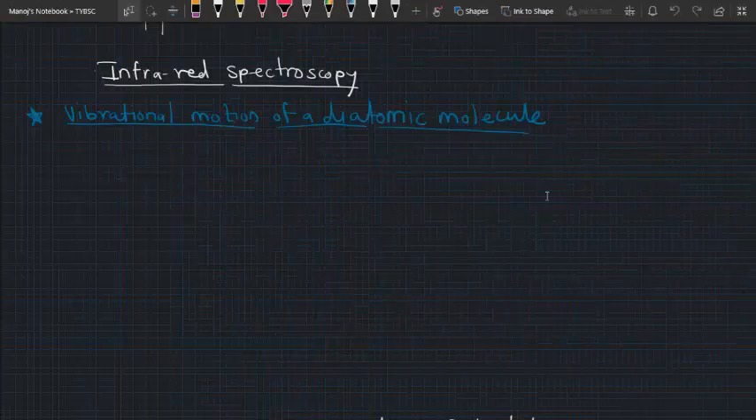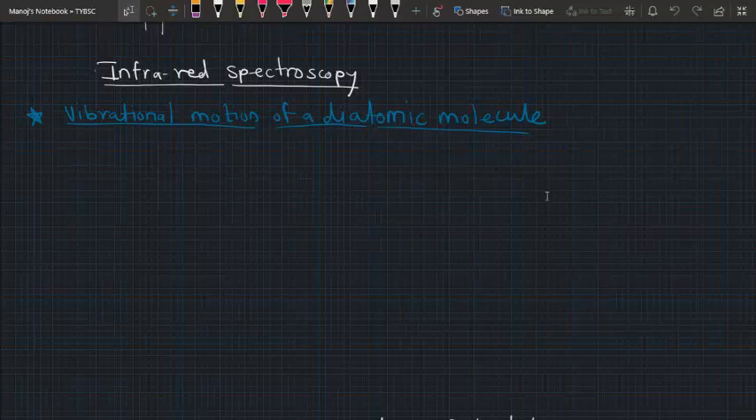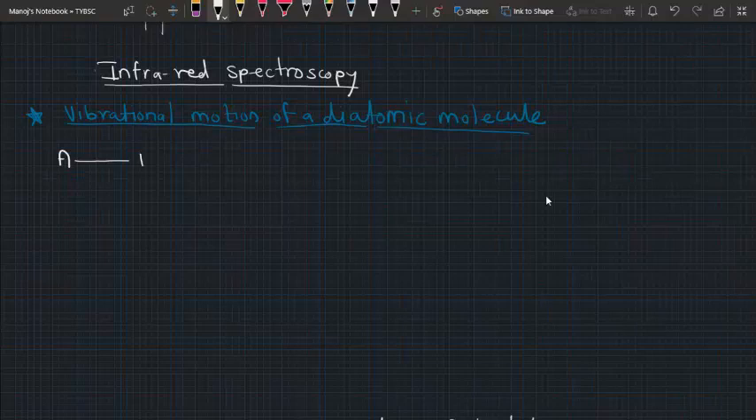Welcome friends. In today's session we are going to learn the vibrational motion of a diatomic molecule. So let us consider a diatomic molecule AB. So this is a diatomic molecule AB and this is the chemical bond.